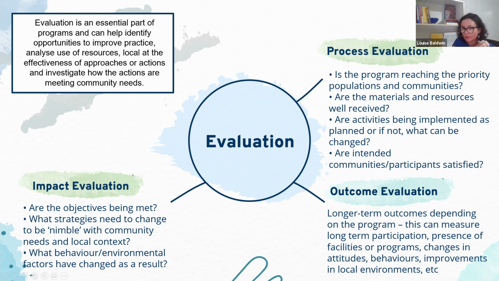We can be fancy and talk about 3 different ways, and we've done that here just to be able to tease it out. But process evaluation is like the first one that happens as the program's rolling out. Is the program reaching the priority populations and communities? Are the materials and resources well received? Are the activities being implemented as planned, or if not, what can be changed? And are intended communities and participants satisfied with the work that's happening? It's important that the community is very engaged.